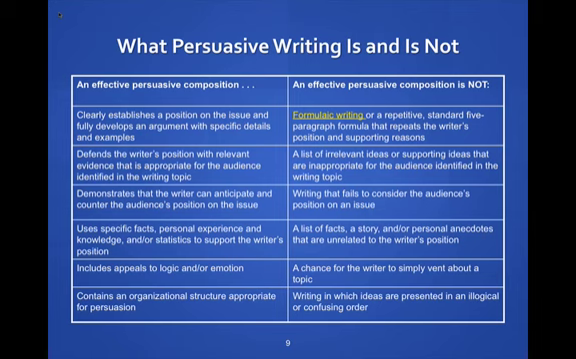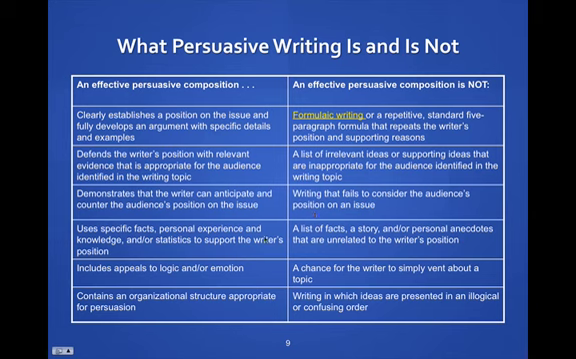What it is on the left, what it is not is on the right. It clearly establishes a position on the issue and fully develops an argument with specific details and examples. It is not formulaic writing or a repetitive, standard 5-paragraph formula that repeats the writer's position and supporting ideas. It does defend the writer's position with relevant evidence that is appropriate for the audience identified in the writing topic. It is not a list of irrelevant ideas or supporting ideas that are inappropriate for the audience identified in the writing topic. It does demonstrate that the writer can anticipate and counter the audience's position on the issue. It is not writing that fails to consider the audience's position on an issue.